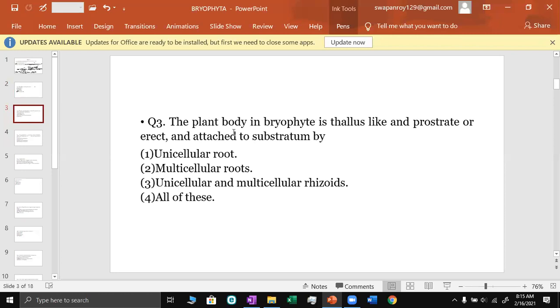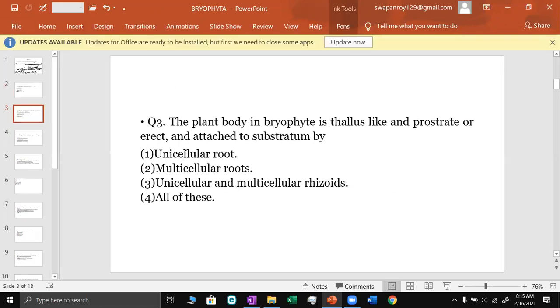Number 3: the plant body in bryophytes is thallus-like, prostrate or erect, and attached to the substratum by unicellular root, multicellular root, unicellular or multicellular rhizoids, or all of these. Option 3.